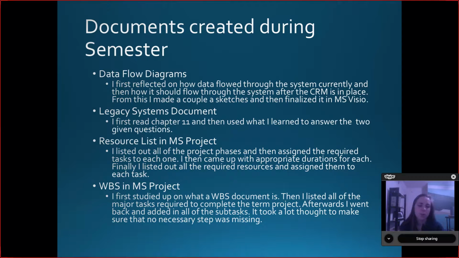Finally, we made the WBS in Microsoft Project. For this, I first studied what a WBS document is, then I listed all of the major tasks required to complete the term project, and afterwards I went back and added all the subtasks. It took a lot of thought to make sure that no necessary steps were missing.